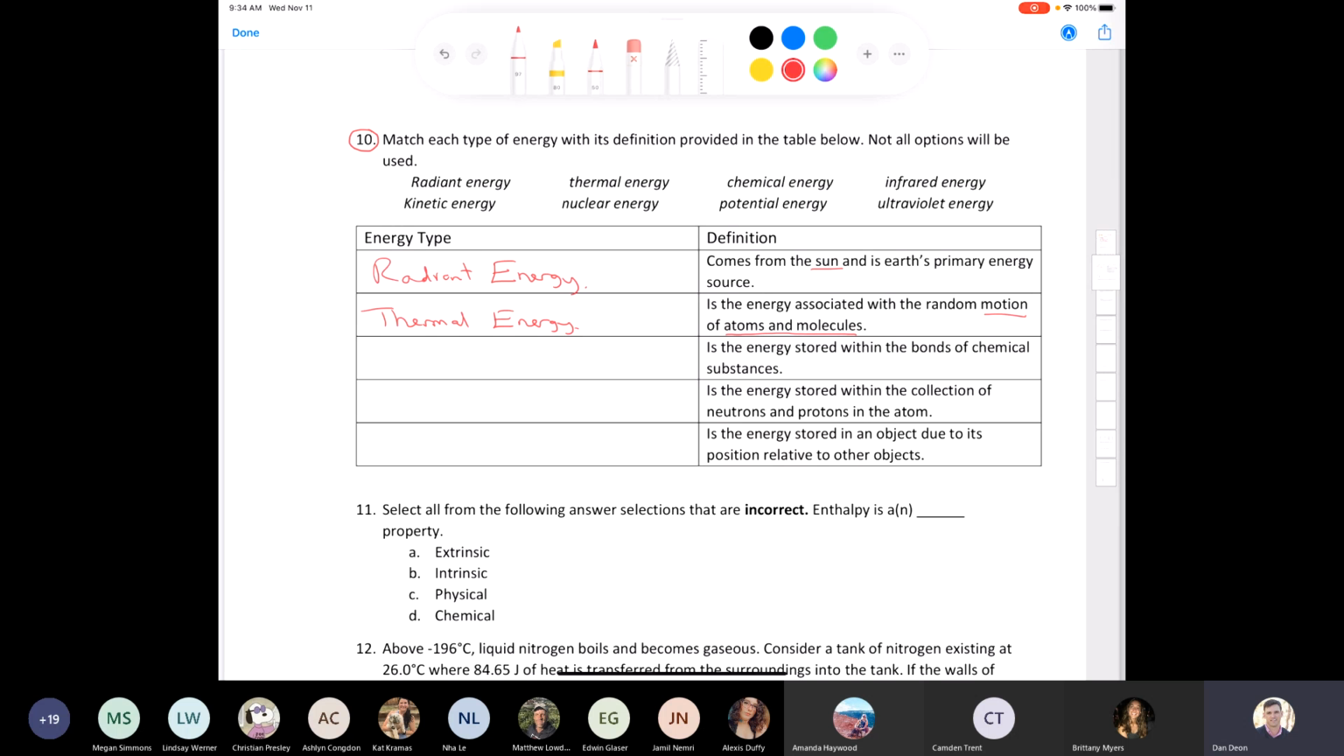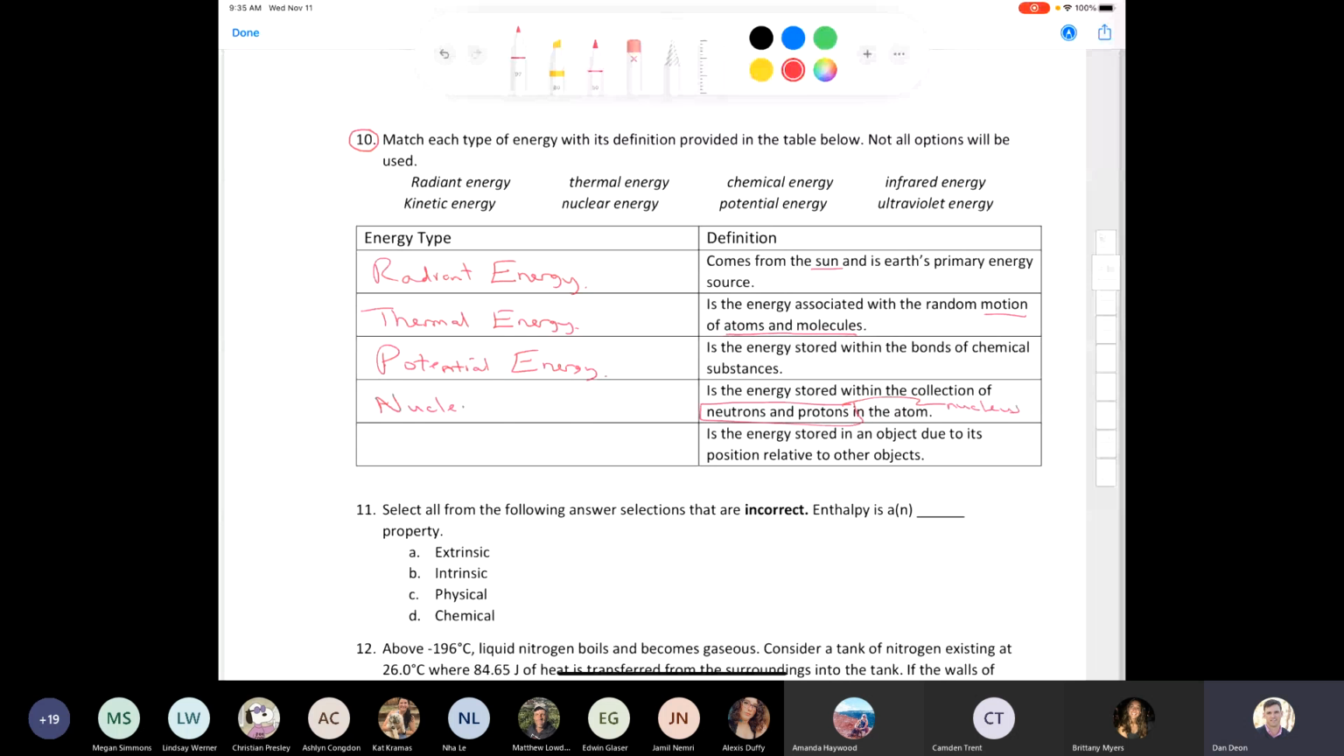on? The next one is the energy stored within the bonds of substances. That would be potential energy. So their potential energy that's stored in bonds. The next one is the energy stored within the collection of neutrons and protons in the atom. So where are the neutrons and protons found? They're found in the nucleus. Nucleus. So that would be nuclear energy.